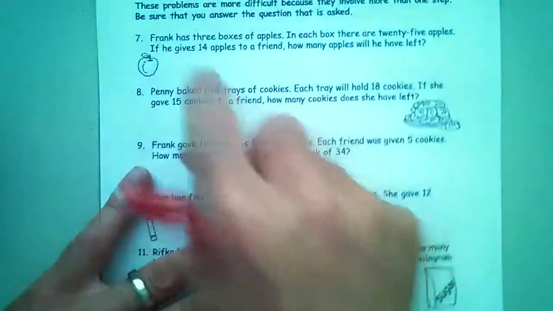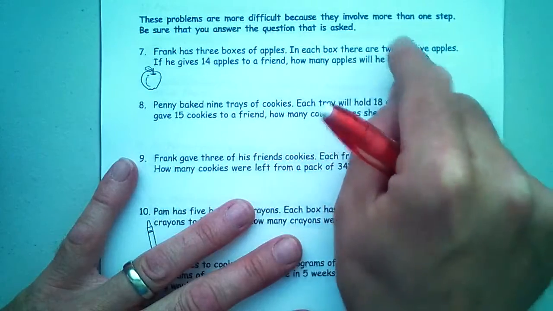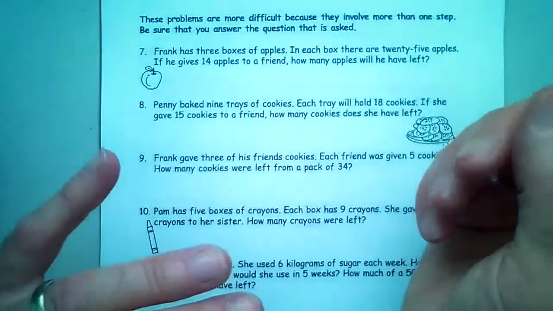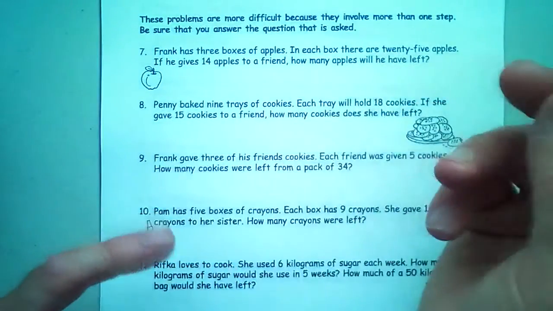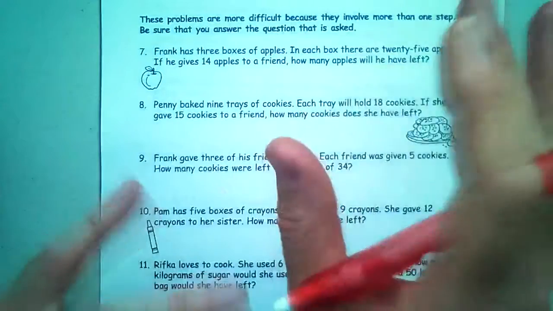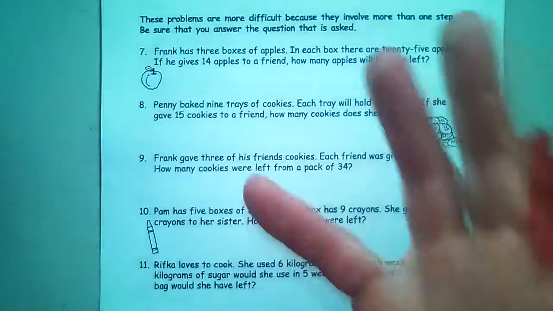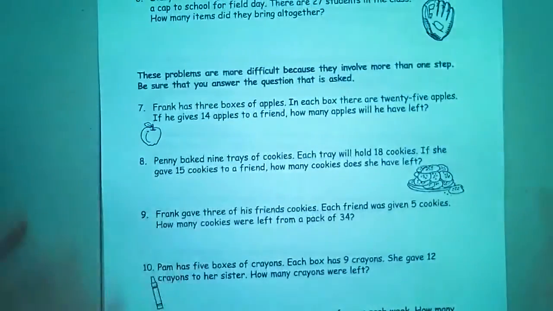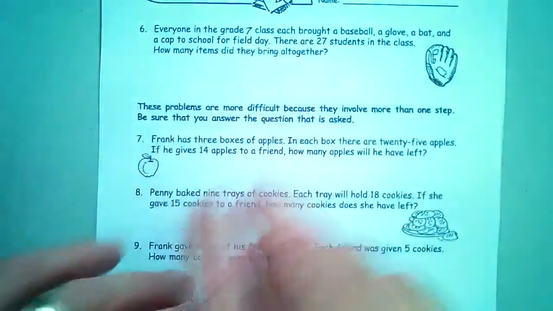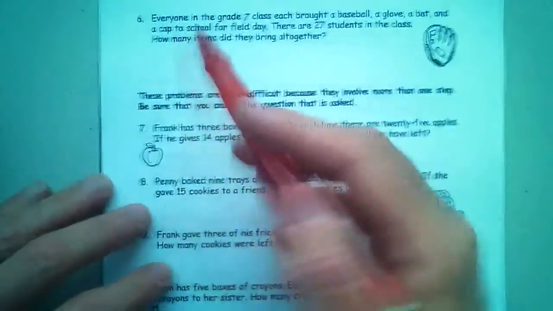And you'll see here it says these problems are more difficult because they involve more than one step. Be sure to answer the question that is asked. In the sense that they might throw in a little bit of extra information as well as two steps. Maybe you have to multiply, then you have to subtract or something like that. So it's not just looking for the answers. This is where the challenging part comes in, where you have to read it and understand it. It's one thing just to be able to find two numbers, 7 and 27, and multiply. Now you need to understand it. So let's do a couple here together.